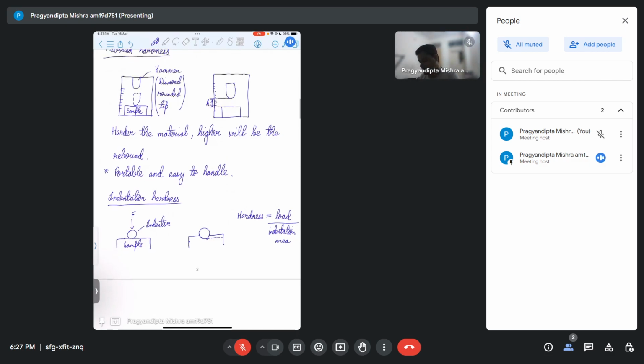So essentially, if for the same amount of load the indentation area is larger for one particular system compared to another, you will know that whichever has the lesser indentation area would be harder. So your hardness will be inversely proportional to the indentation area and directly proportional to the load carrying capacity. Okay. So in today's time, there are three different ways this indentation hardness is being done.